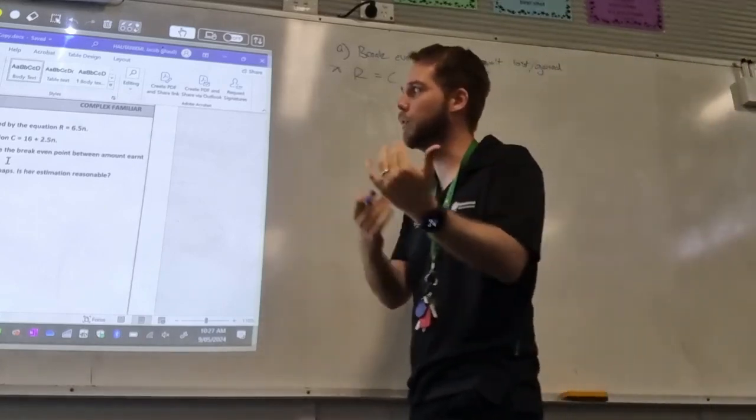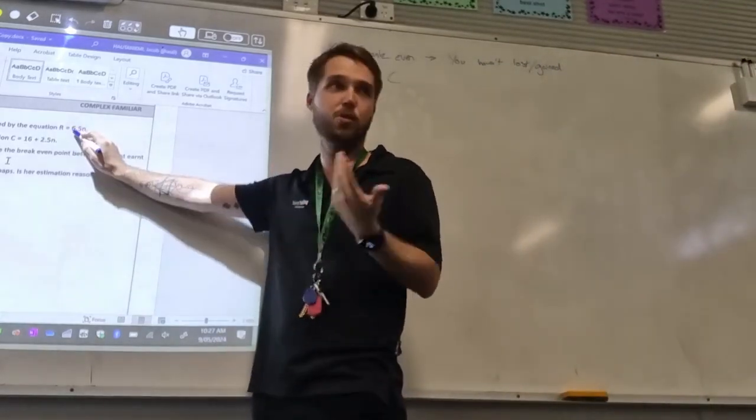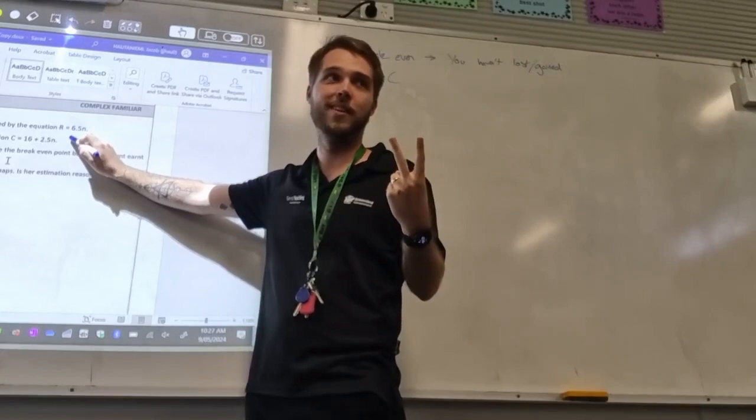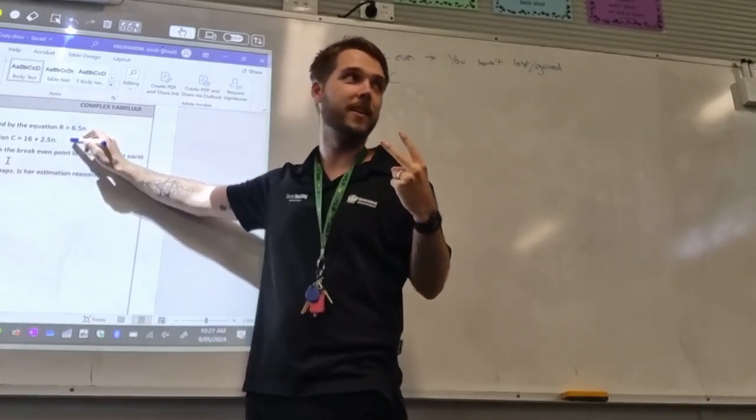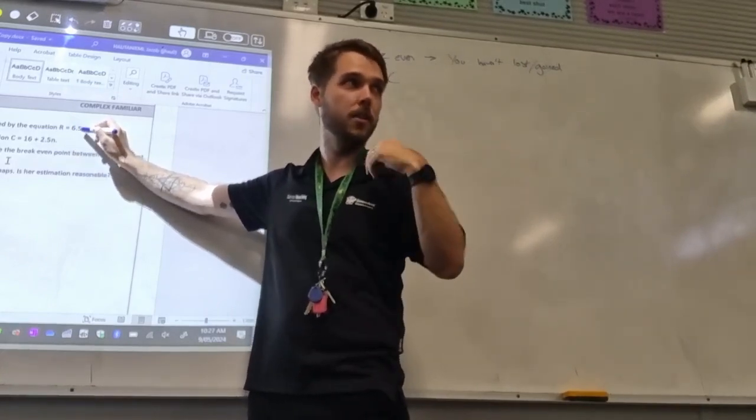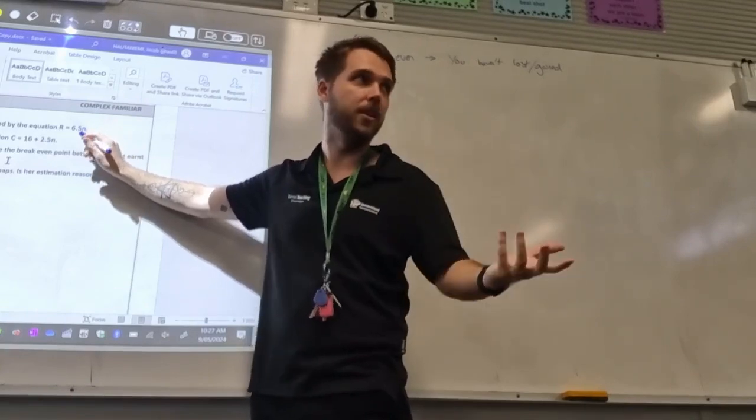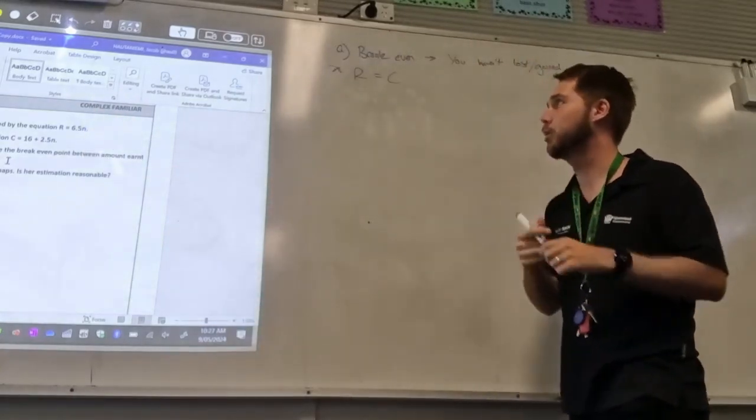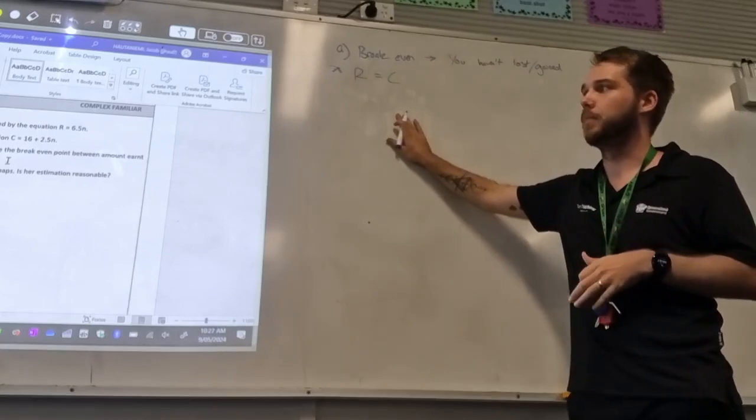The way I could probably give you as a suggestion is you can see there's two equations. There's an R and there's a C. Make them equal. What do they stand for? Revenue, the amount you get. Cost, the amount it costs to make it. R equals C. Revenue is equal to cost. That is the key equation.